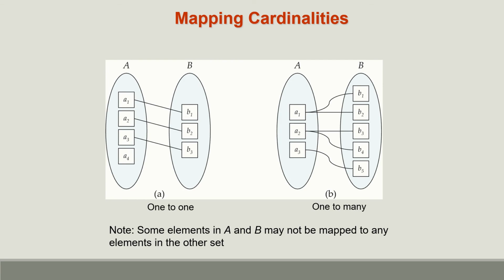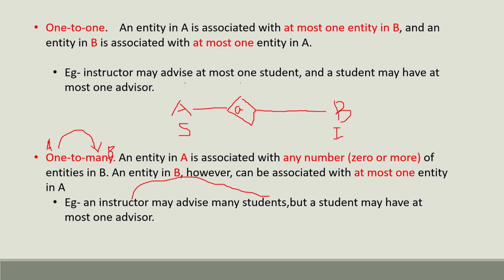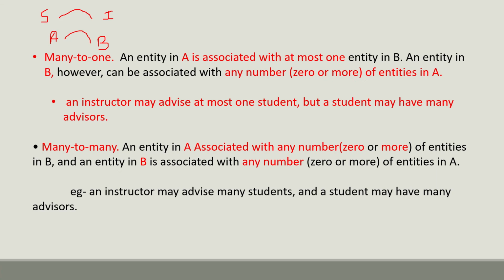Mapping cardinality, as I said, gives the ratio, or expresses the number of entities to which one entity in one entity set can be associated with in the other entity set. It is mainly useful in the case of binary relationships, and there are 4 major types of cardinalities, also called cardinality ratio: 1 to 1, 1 to many, many to 1, many to many.